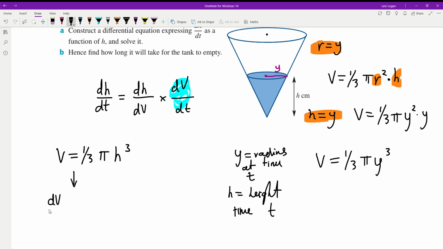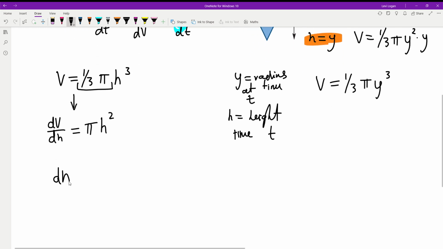So we'll have dv/dh. Now differentiating this side is quite easy because all this is just a constant. You're just using the power rule on this h here. So you bring the 3 down the front. So 3 times a third is 1, so you just have pi. And then subtract the power by 1, so you just get h squared. Okay. Now dv/dh is that. So that means dh/dv is 1 over pi h squared.